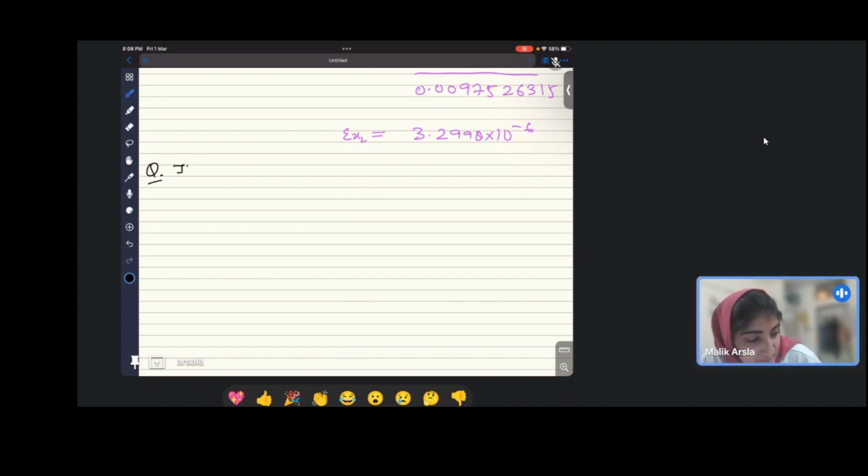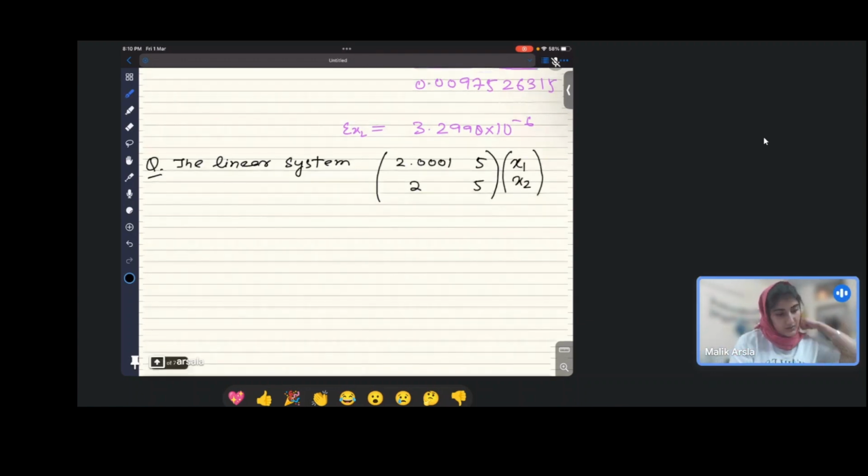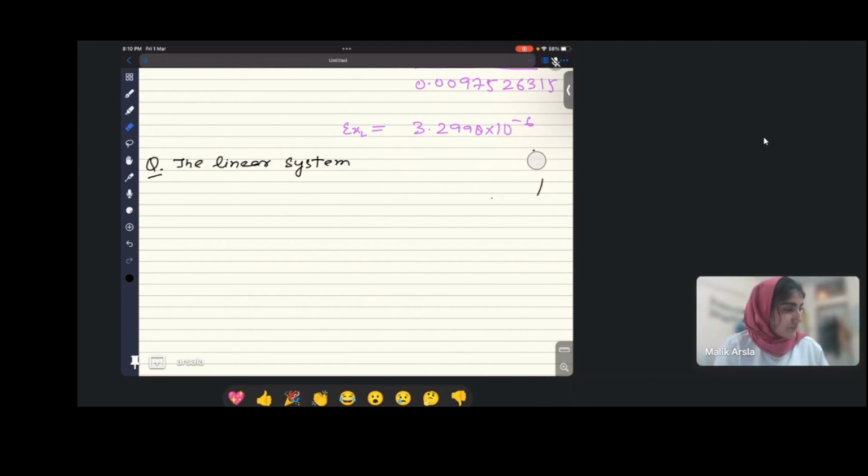Now the question here is the linear system with 2.0001525 x1 x2. Let me write it here. I think this is an assignment question. Oh, this is an assignment question. This might also be repeated.